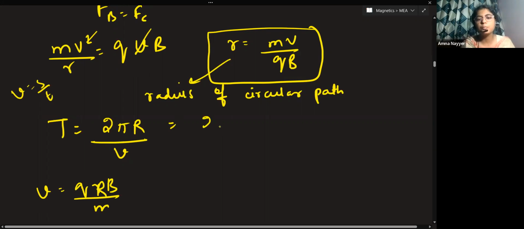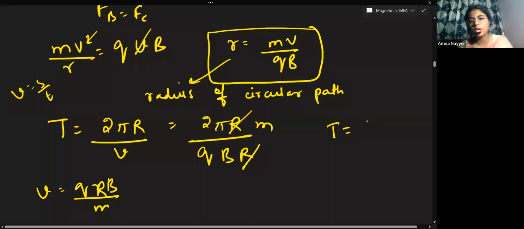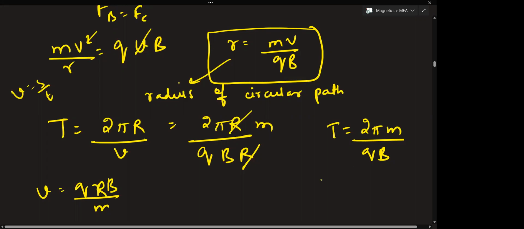So this becomes 2 pi r. Let's put in the value of velocity. Q, B, R, and M will go in the top. So R gets cancelled. Formula of time period becomes what? 2 pi M divided by Q, B. This is the formula of time.